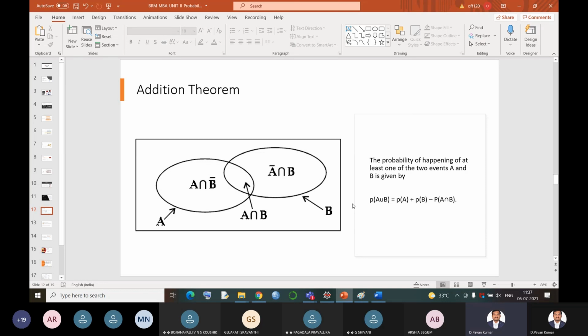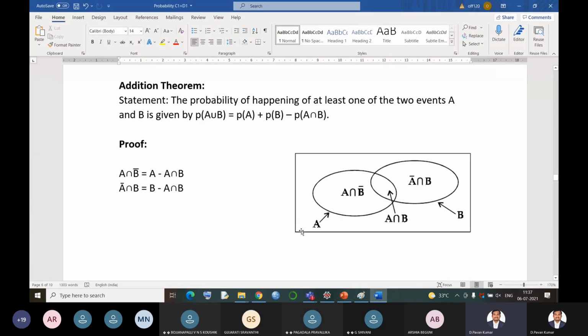Now let's see how we go with the proof of the addition theorem. Once again, I'll discuss the statement. The probability of happening of at least one of the two events A and B is given by P of A union B is equal to P of A plus P of B minus P of A intersection B. Now, we have to prove that LHS is equal to RHS here. To do that, let us see first what the statement is.